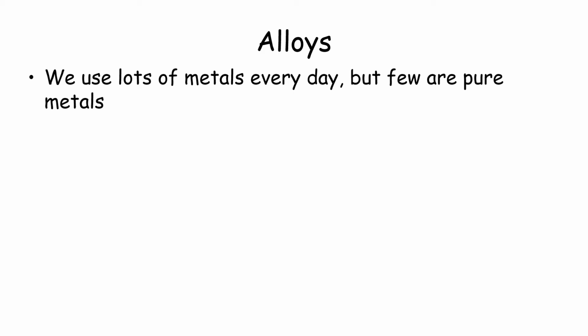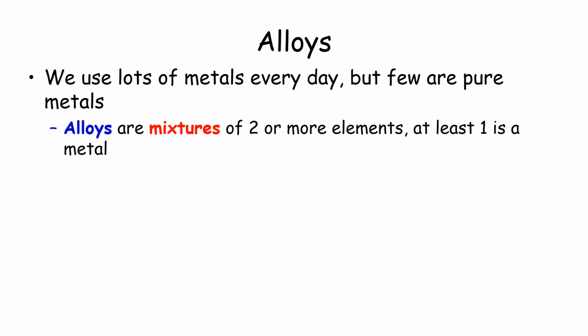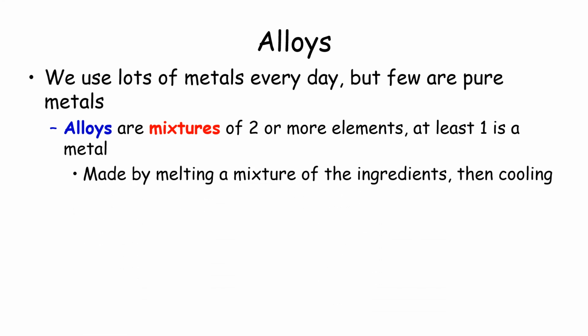Okay, and finally, the last concept that we will go over regarding the metallic compounds are the alloys. So we don't normally use the metals in their pure form in our normal everyday life. For the most part, we use the alloys. So alloys are basically mixtures of two or more elements, and at least one of them is a metal. Those mixtures are made by melting all of those elements together and then cooling them. So here an example is brass, which is an alloy of copper and zinc.